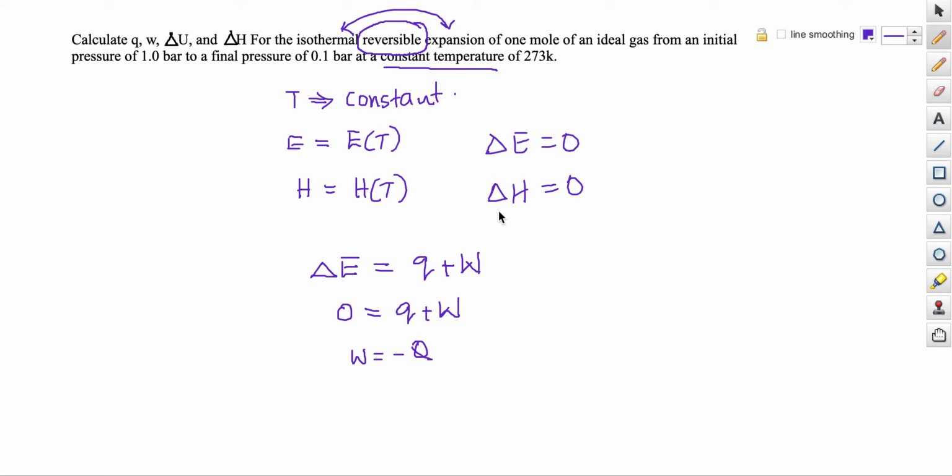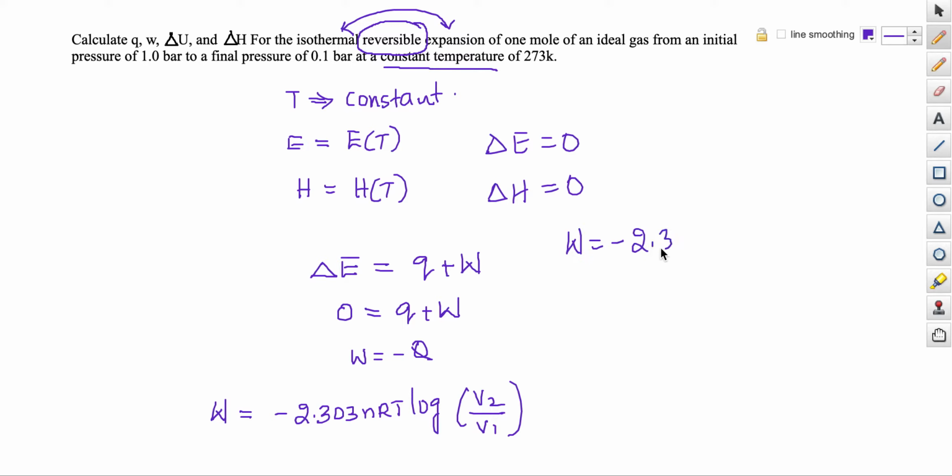Now let's take the reversible isothermal expansion process. What is the formula for the work? That is equal to negative 2.303 nRT log V2 divided by V1. This is the formula for first law isothermal reversible expansion work. But here, do we have final and initial volumes? No, we have final and initial pressures. Therefore, I use the different formula, that is W equal to negative 2.303 nRT log P1 divided by P2.